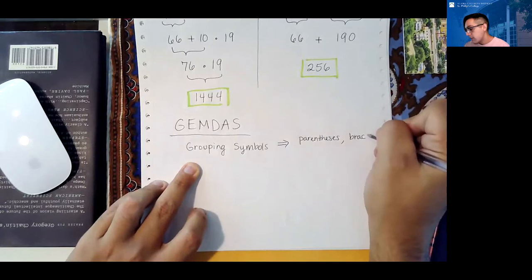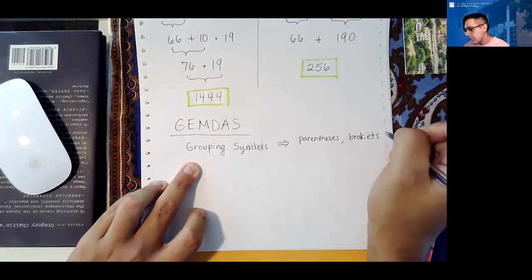If only I could remember how to spell. Is it CK? Is it just K? Brackets. That doesn't look right.